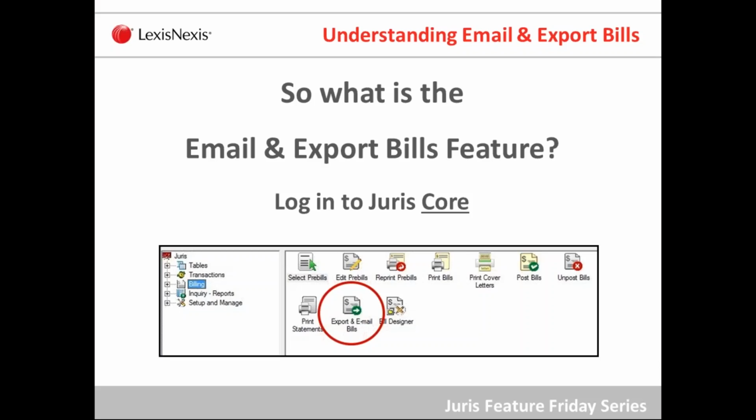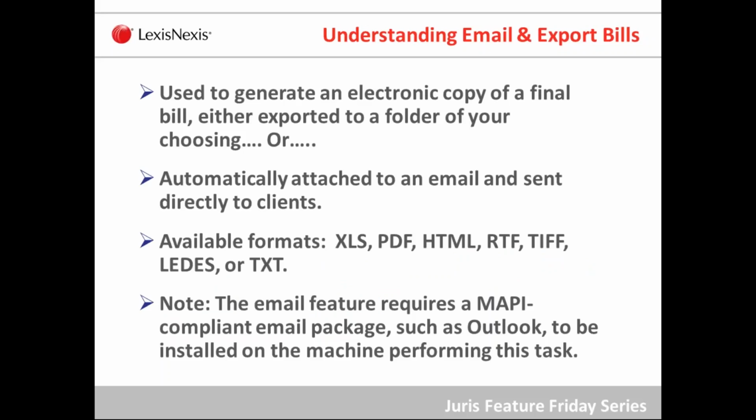So let me go ahead and talk a little bit about it in general. First of all, you find it under the Juris core screen for billing. You'll see it has the little icon as you see here, export and email bills. And you can't obviously get to it from Juris Suite, it's just in Juris core. But when you bring it up, it's going to potentially bring up a couple key things. That is, it's going to help you create electronic copies of your final bills, which you can then export to a folder of your choice. That's our first bullet. Or you can automatically have Juris attach the bill or bills to an email and then automatically send that email to your clients. So those two components are the keys here.